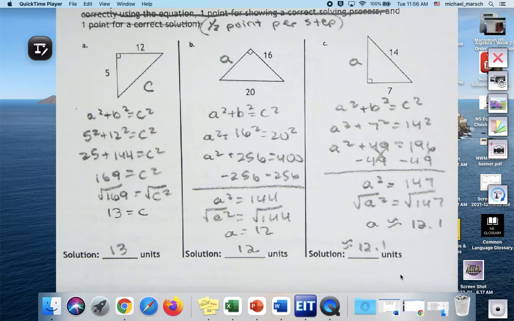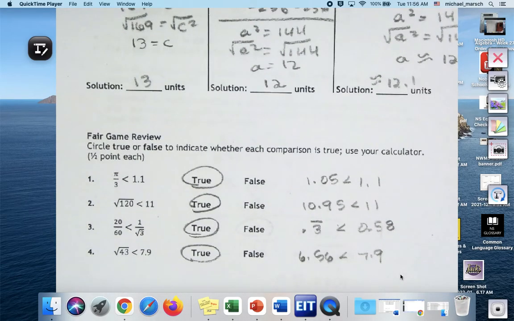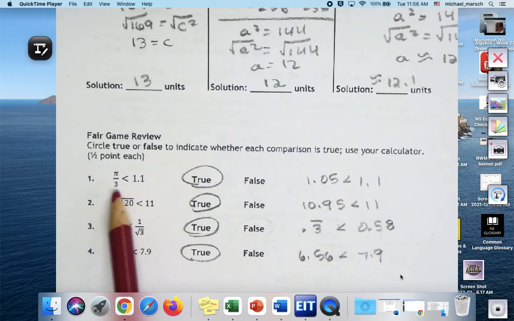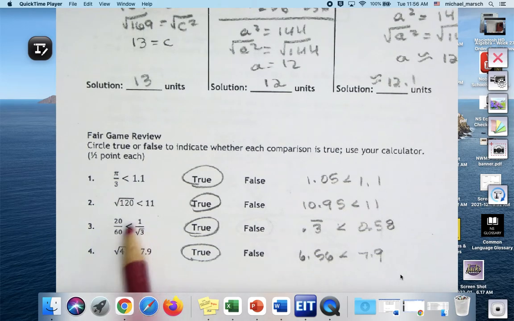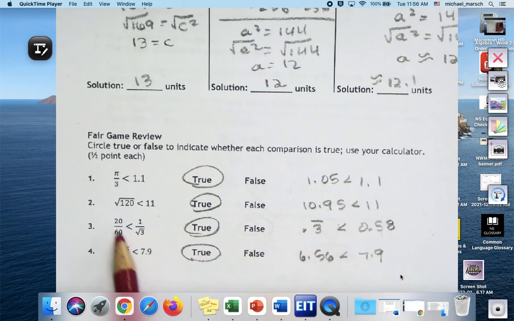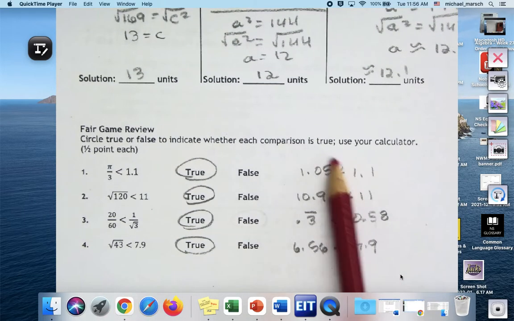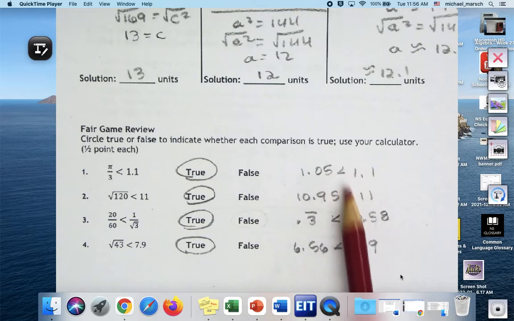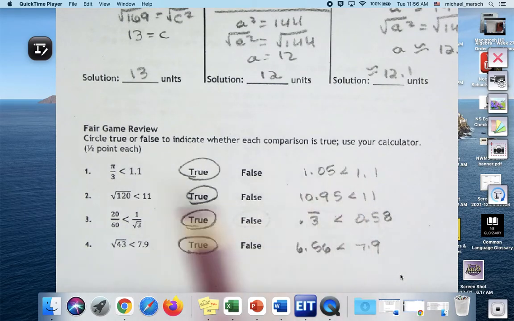Are we good? And then the last one, they're all true. So I used my calculator and I found, well, what is pi divided by 3? What is square root of 120? What are the decimal equivalents of these? What is the square root of 43? So then when I wrote them out, I said, yep, that's true, that's true, that's true, and that's true. You need to write them out to the side? No, you do not. I just wanted you guys to see where I got those numbers from and how I made those decisions.